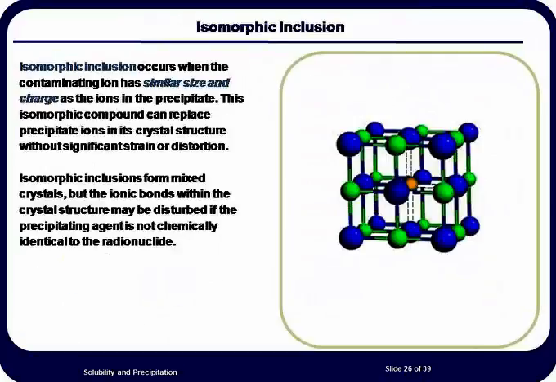This type of precipitate occurs when the radionuclide under investigation is the same charge and a similar size to the precipitating agent. An isomorphic inclusion may be a mixed crystal if the radionuclide and the precipitating agent are not chemically identical. The picture on the right shows how the radionuclide, indicated by the orange sphere, takes the place of a non-radionuclide agent, indicated by the green spheres. Note that the geometry and symmetry of the crystal structure would be the same if the orange sphere were replaced by a green sphere.